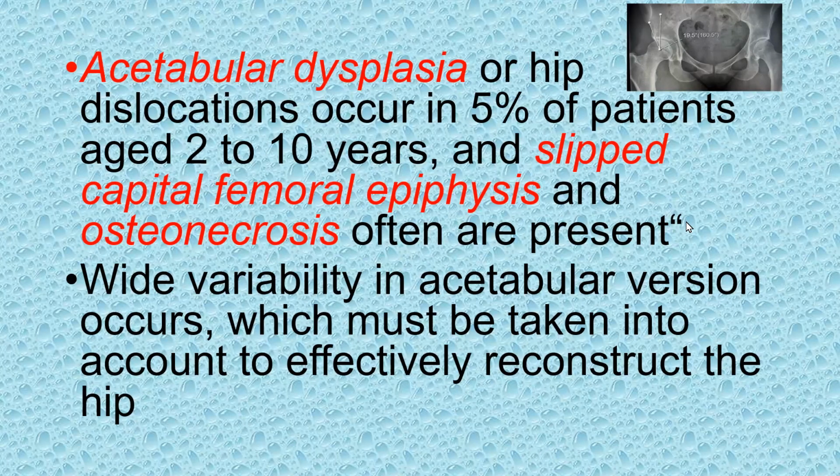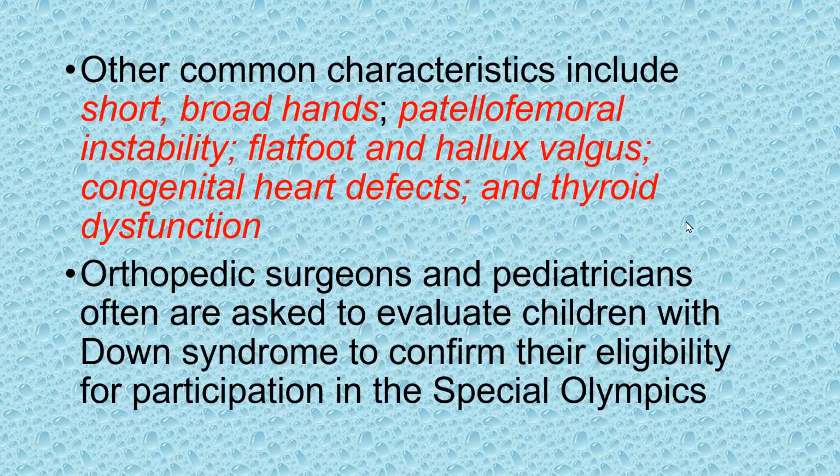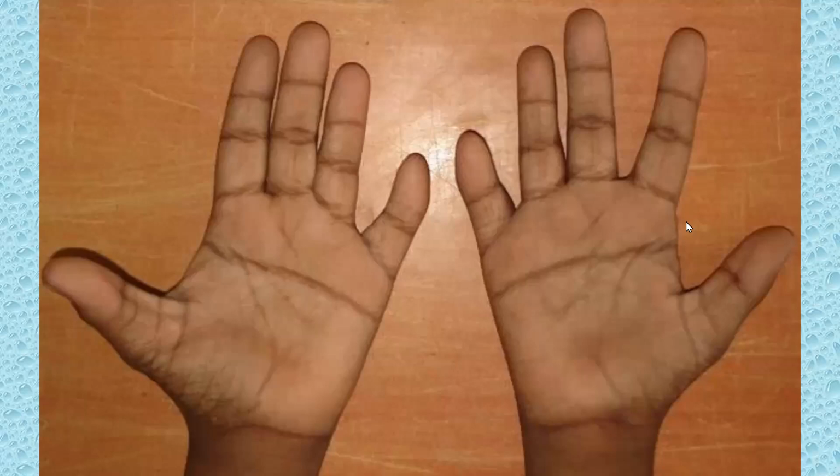Other common characteristics include short, broad hands, patellofemoral instability, flat foot, and hallux valgus, congenital heart defects, and thyroid dysfunction. Orthopedic surgeons and pediatricians often are asked to evaluate children with Down syndrome to confirm their eligibility for participation in the Special Olympics. This shows you, look at this finger, the small finger is short.